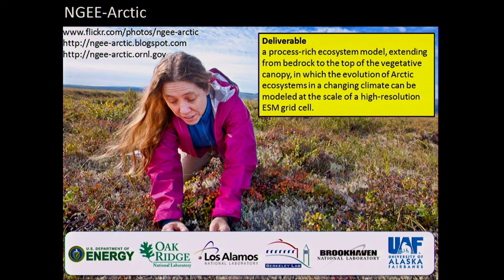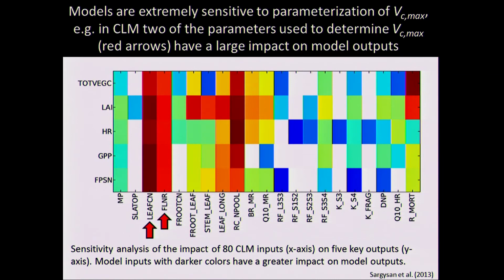So we were tasked with trying to solve this problem, and it's a DOE project, so of course we have a deliverable, which is this ecosystem process model, a highly process-rich model that really allows scientists to try and understand what's going to happen to the Arctic. Right now, a lot of the key processes aren't even represented in the model, and my part of this was understanding photosynthesis. So as a first step, we went to have a look at what are the major model sensitivities.